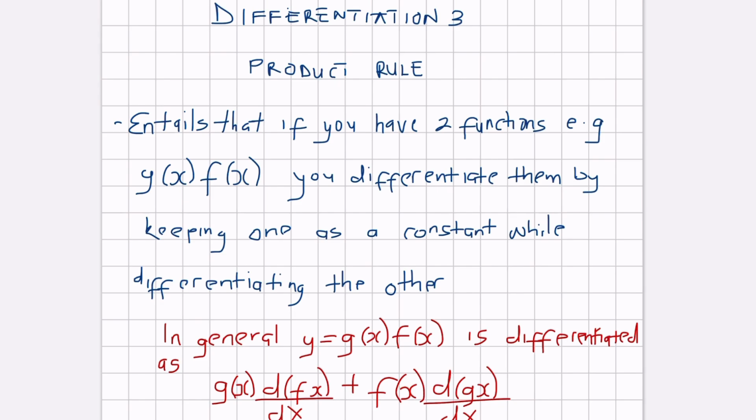Hi guys. Welcome to our third lecture on differentiation. In our first two videos, we looked at the introduction to differentiation, and then differentiation of various equations. Now we are moving on to the third video on differentiation, where we are looking at differentiating using the product rule. So where do we apply the product rule?